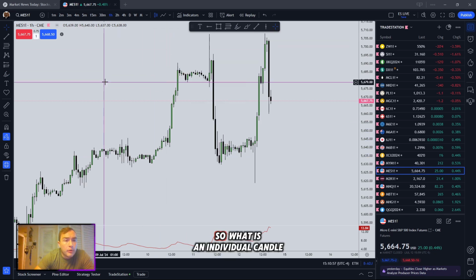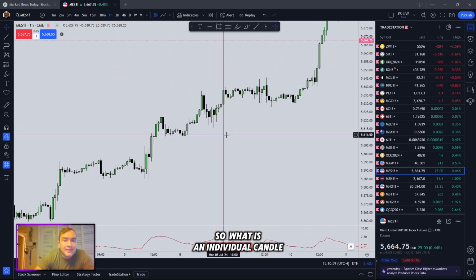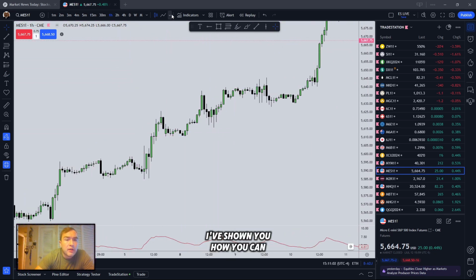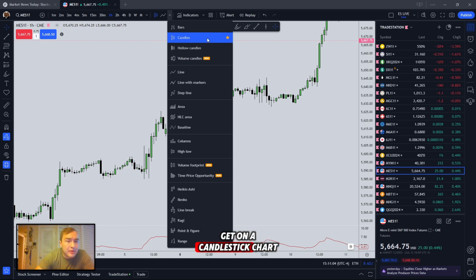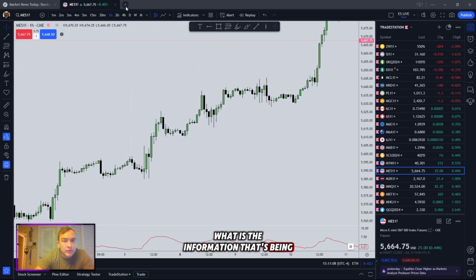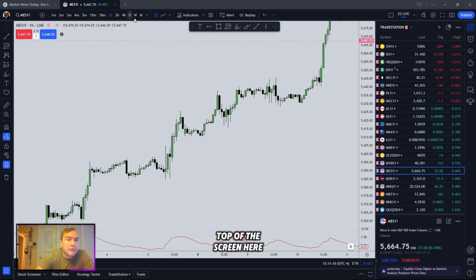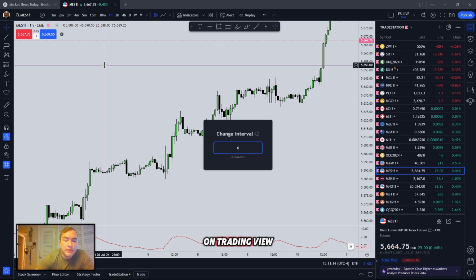Okay, so what is an individual candle showing you? So first, I've shown you how you can get on a candlestick chart. Now I want to talk to you about what is the information that's being shown. So if you look at the top of the screen here, I've clicked the 1H symbol. On TradingView, if you just start typing on your number key, you can actually change this to any number that you want, any number of minutes.